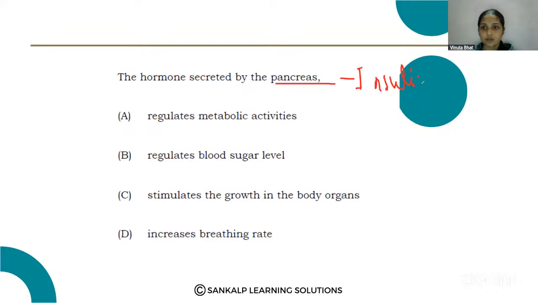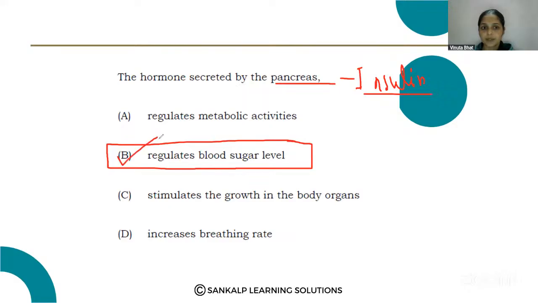What is the function of insulin? That regulates the blood sugar level. Option B is the correct answer.